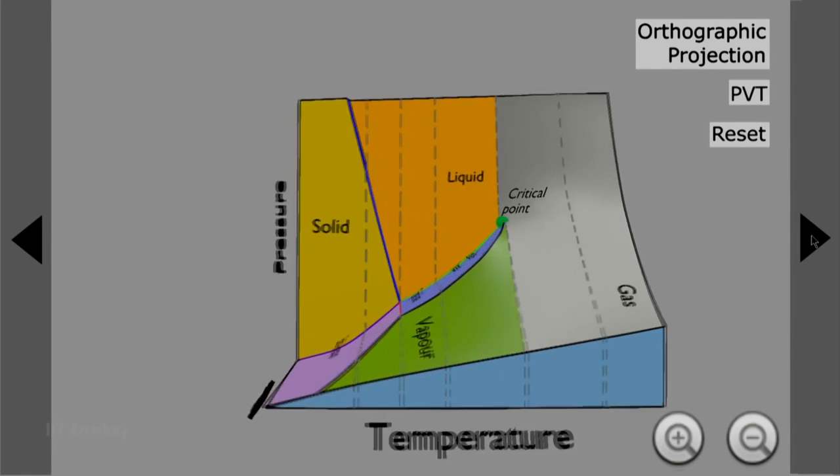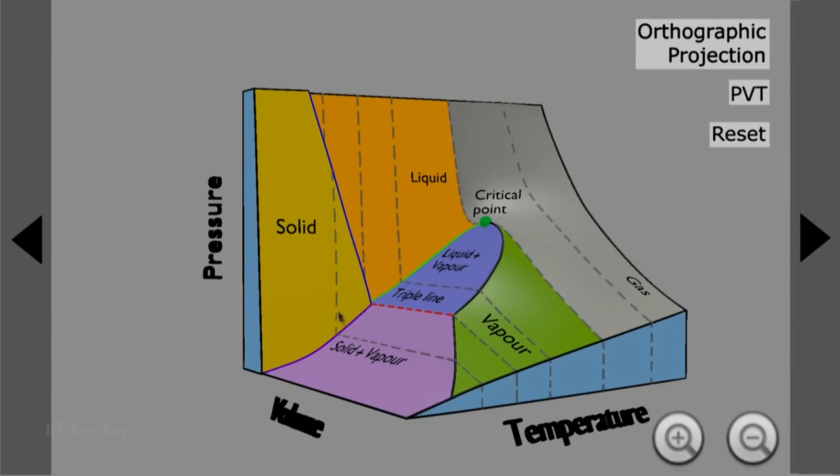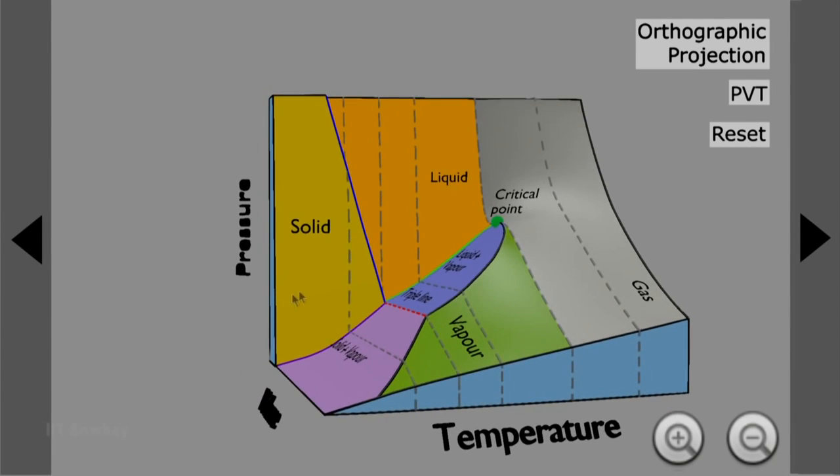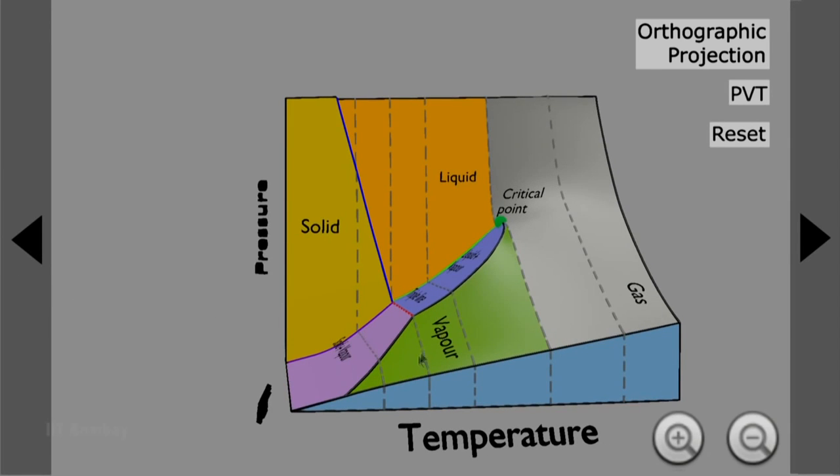Also, what you can see from here is that if the pressure is much less and the temperature is less, the solid can get transformed into vapor directly, and again there is a phase transition line over here. This is a direct transformation from the solid phase to the vapor region across this phase transition line.